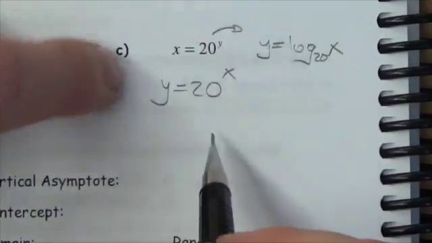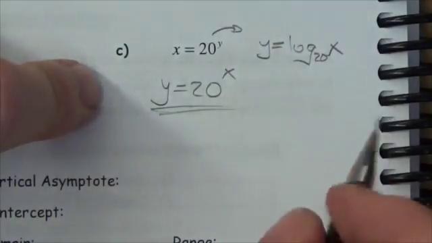Its inverse, however, I would just swap the x and the y, and that becomes this guy right here. I've already isolated the y. I'm done. I'm happy.